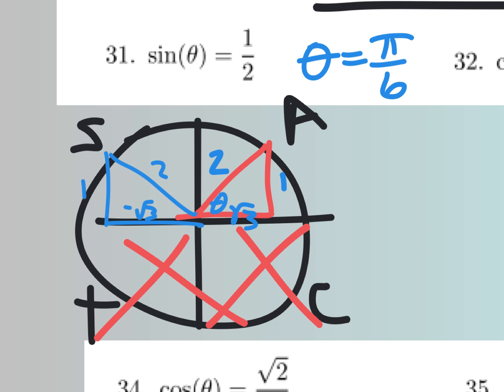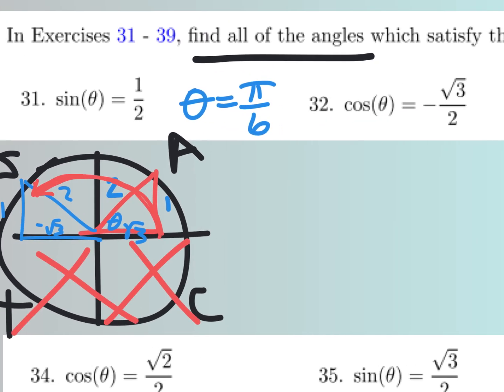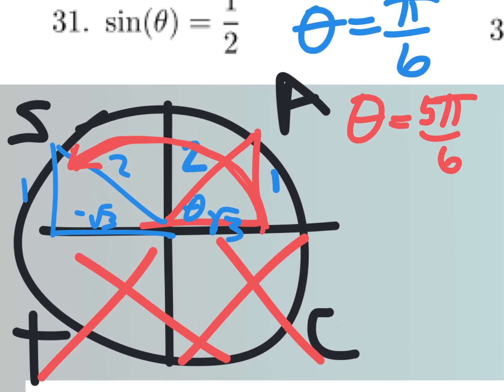In pi over 6 world, what is that angle right there? How many pi over 6s? 5 pi over 6, so that's the answer. Theta is also 5 pi over 6. Do you get there's two answers? Because it's happening in two different quadrants. This was 1 pi over 6, and it worked. It was one of the two triangles. This was 5 pi over 6. That's the other reference triangle.